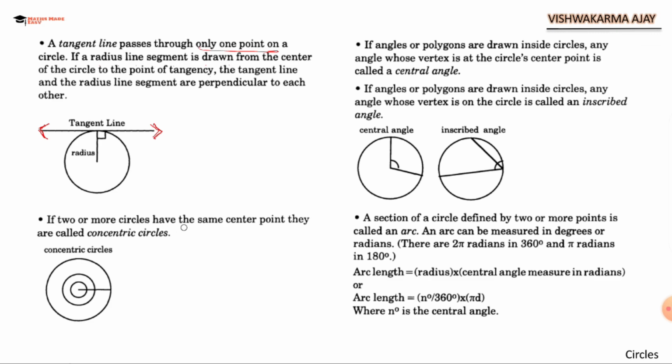If two or more circles have the same center point, they are called concentric. See, all the circles have the same center, that's why they are called concentric circles.